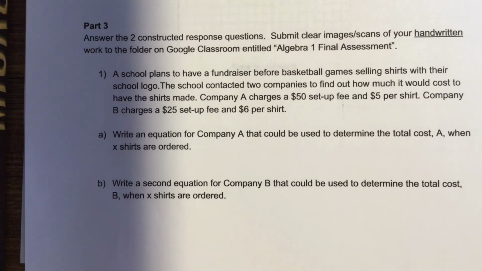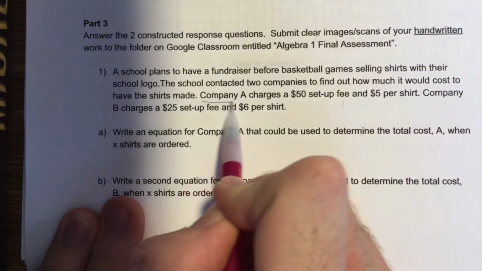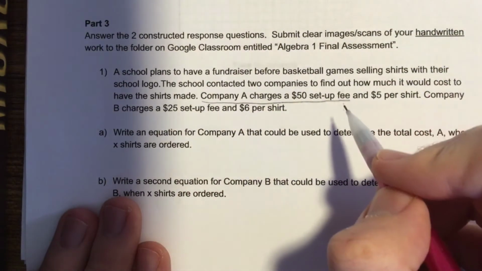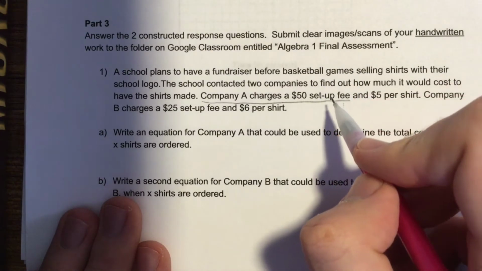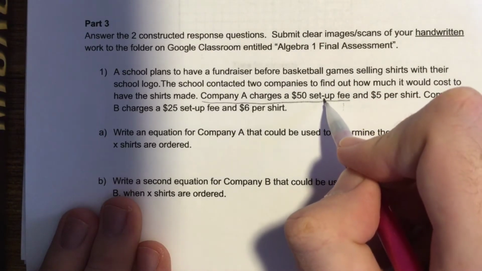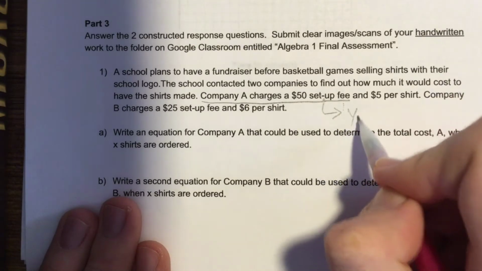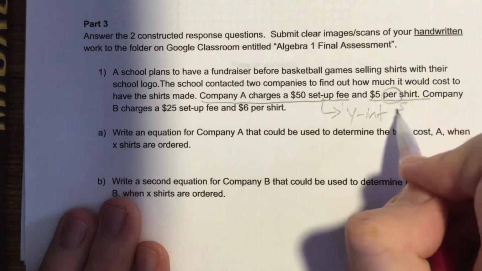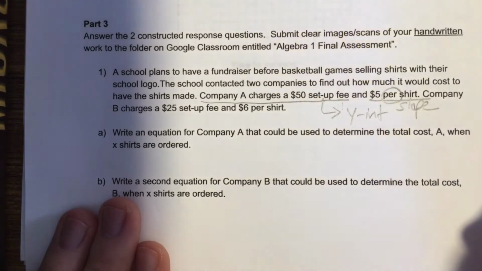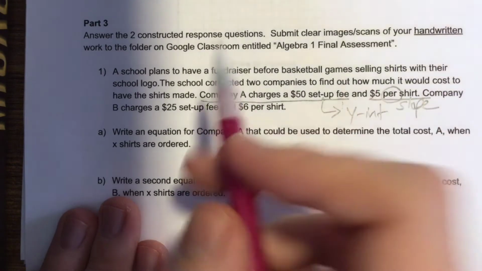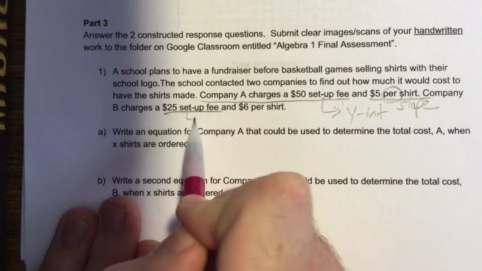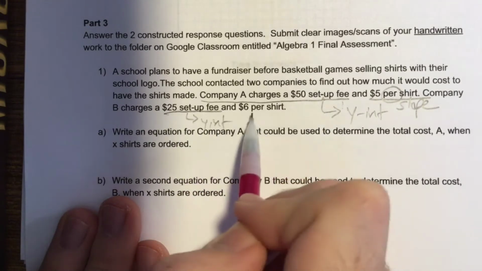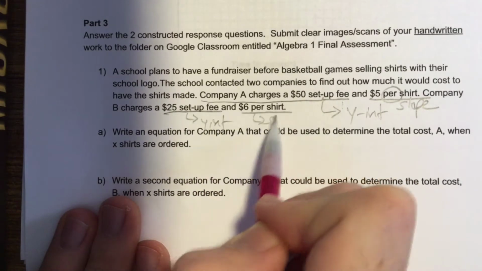Company A charges a $50 setup fee. So the setup fee would be the cost for them just coming to the school, and that would be your y-intercept, and $5 per shirt. Since the word per is there, 5 would be the slope, or the rate of change. And then they also describe Company B charging a $25 setup fee, which is the y-intercept, and $6 per shirt, which is going to be the slope.